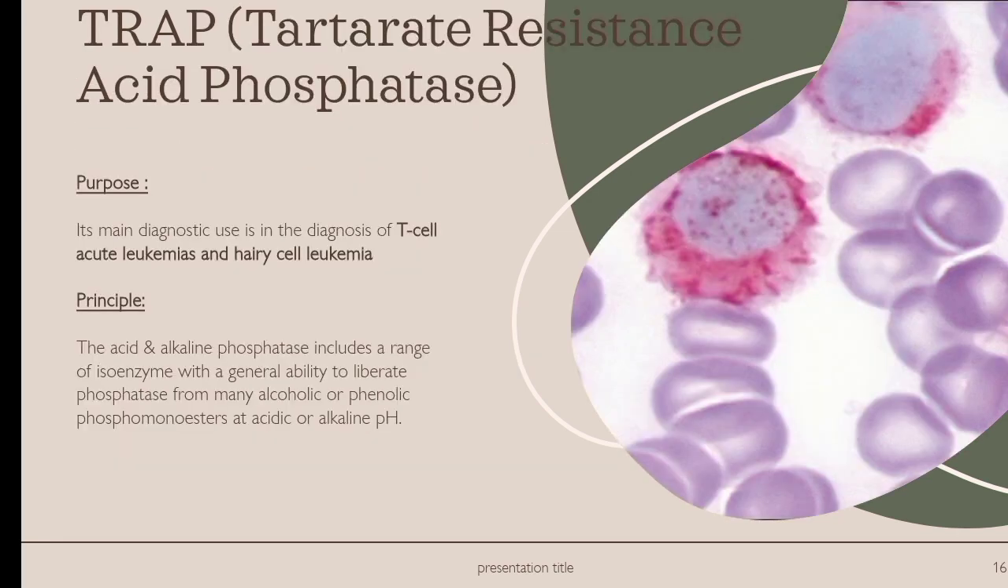The next stain is called TRAP. It is tartrate resistant acid phosphatase. Its main diagnostic use is in the diagnosis of T-cell acute leukemia and hairy cell leukemia. Principle: acid and alkaline phosphatase include a range of isoenzymes with a general ability to liberate phosphate from many alcoholic or phenolic phosphomonoesters at acidic or alkaline pH.